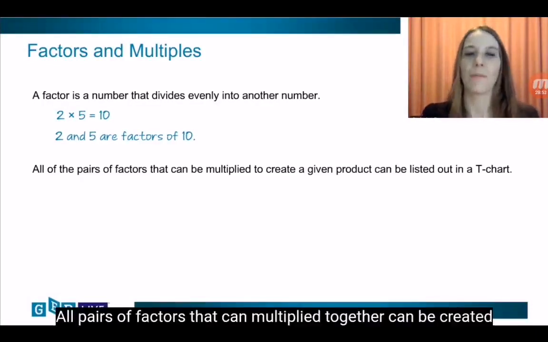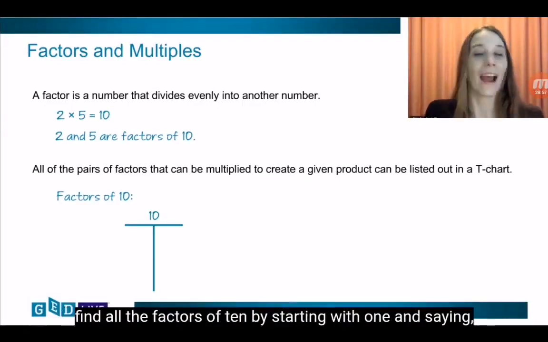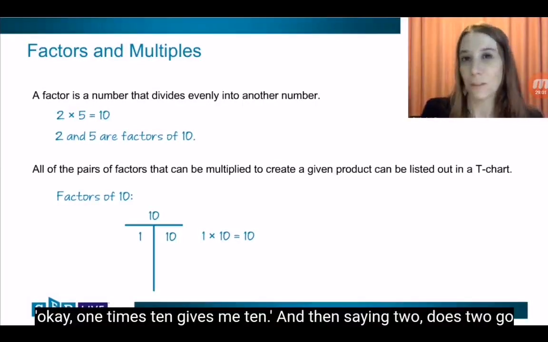All pairs of factors that can be multiplied together can be created by using something called a t-chart. So, for instance, I could find all the factors of 10 by starting with 1 and saying, okay, 1 times 10 gives me 10.